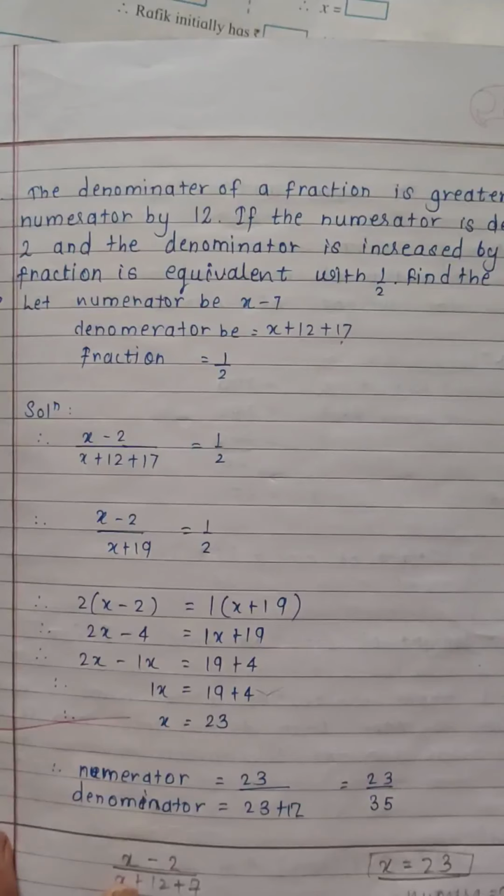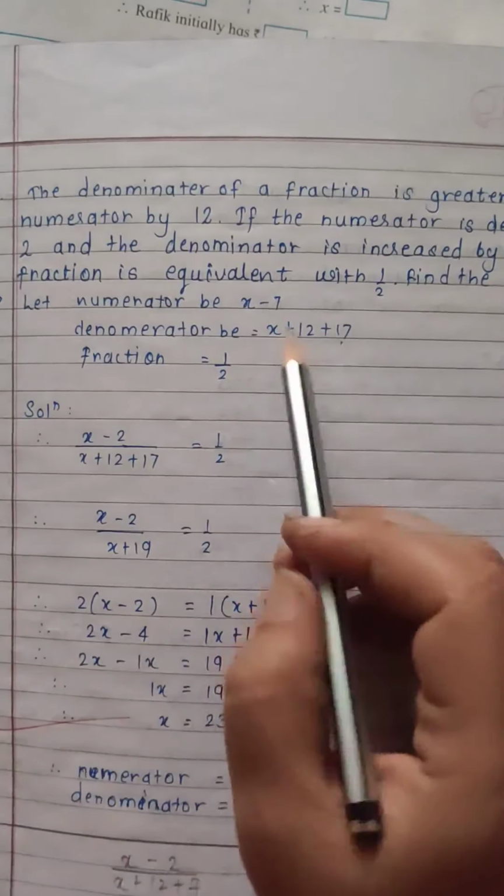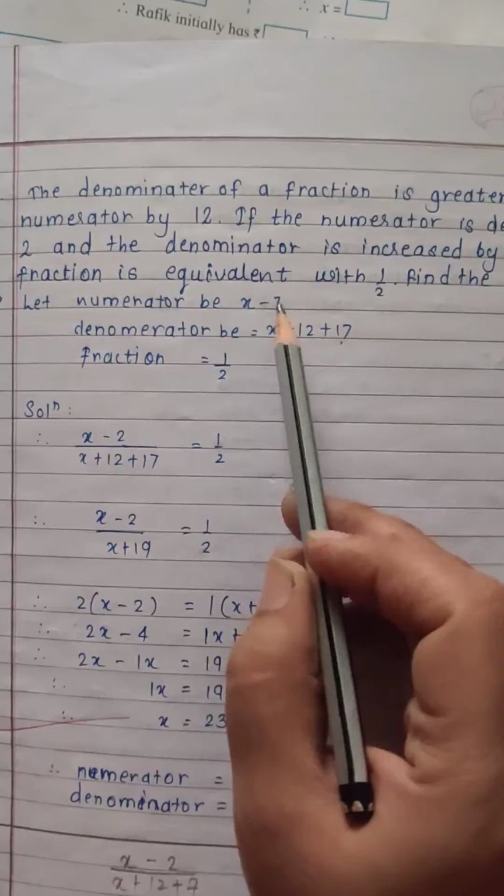The next question is, the denominator of a fraction is greater than its numerator by 12. If the numerator is decreased by 2 and the denominator is increased by 7, the new fraction is equivalent to 1 upon 2. Find the fraction. First, let us consider the numerator and the denominator.